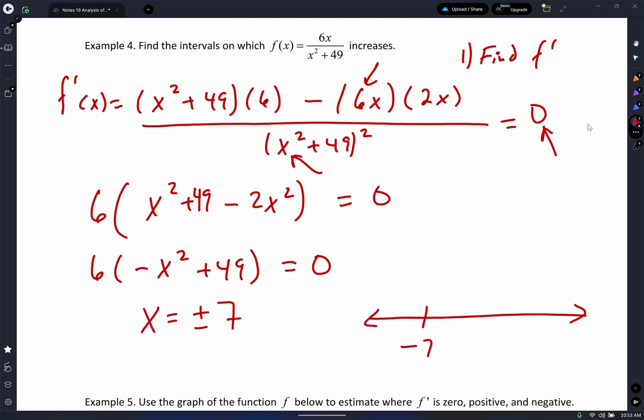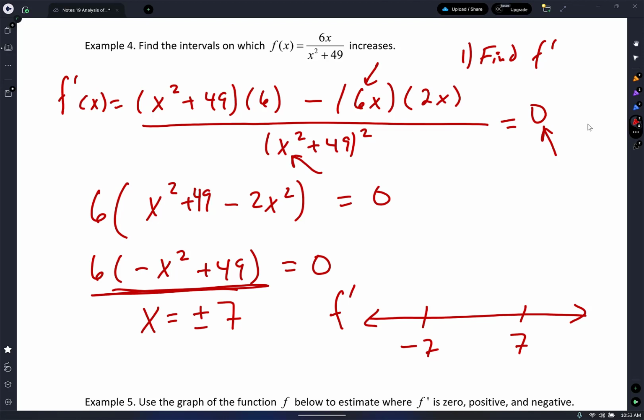I do a number line. I go negative 7 and 7. This is for f prime. And I check where my derivative is positive because I want to know where f is increasing. So I choose like negative 10. I don't care about the denominator. The denominator is always going to be positive. I'm just going to plug it into this guy. If that is positive, then it's increasing. If that's negative, then it's decreasing.